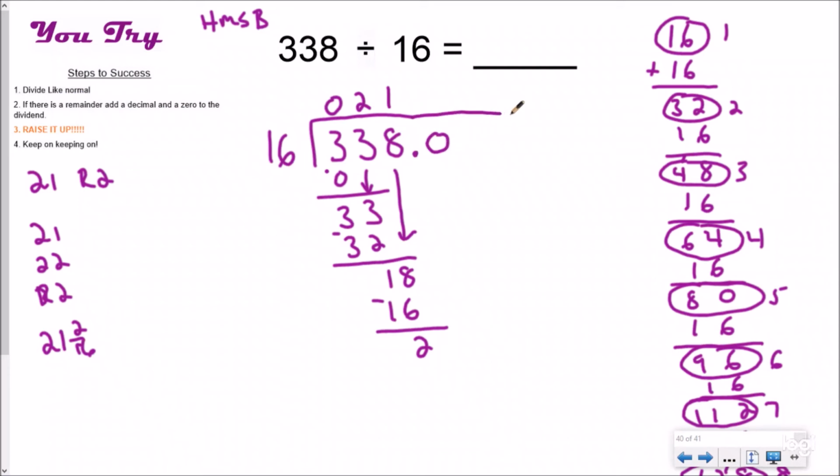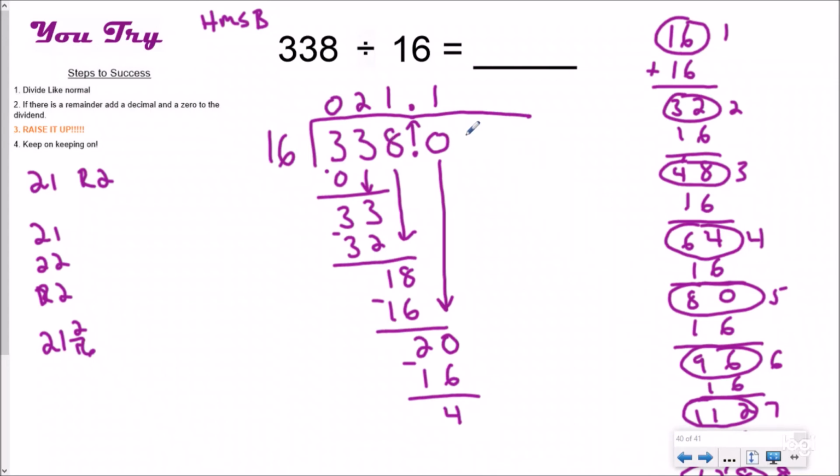I'm going to keep going on right here. I'm going to raise it to the roof, because if there's an end of the dividend, you raise the decimal to the roof. And then I'm going to keep on keeping on. That means I just keep dividing like normal until I don't have any remainder left. So I bring that down and I just start back over with my steps. How many groups of 16 go into 20? That is a 1. When I multiply that, that is 16. I'm going to get a 4.